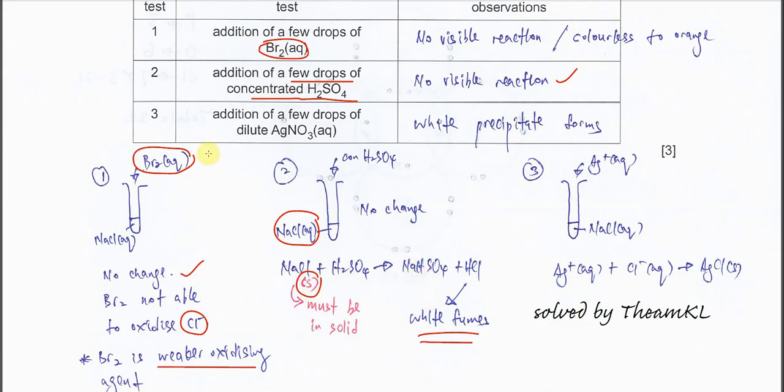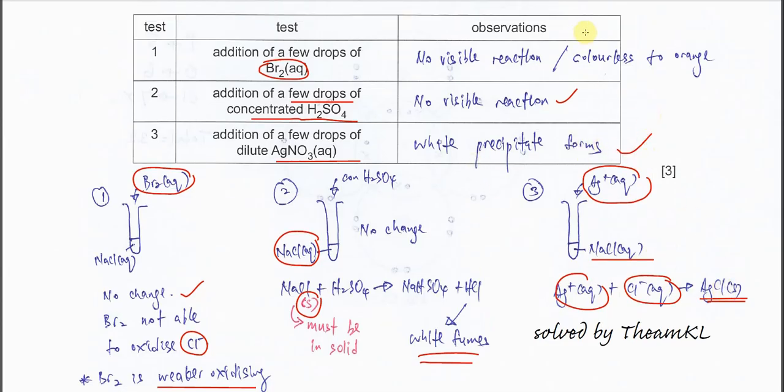For the last test, addition of a few drops of silver nitrate. This one is very easy. Silver nitrate solution is a clear solution added to sodium chloride. We know that the silver ions will form a precipitate with chloride. The precipitate is silver chloride, a white precipitate. So a white precipitate is formed. Okay, these are the three observations.